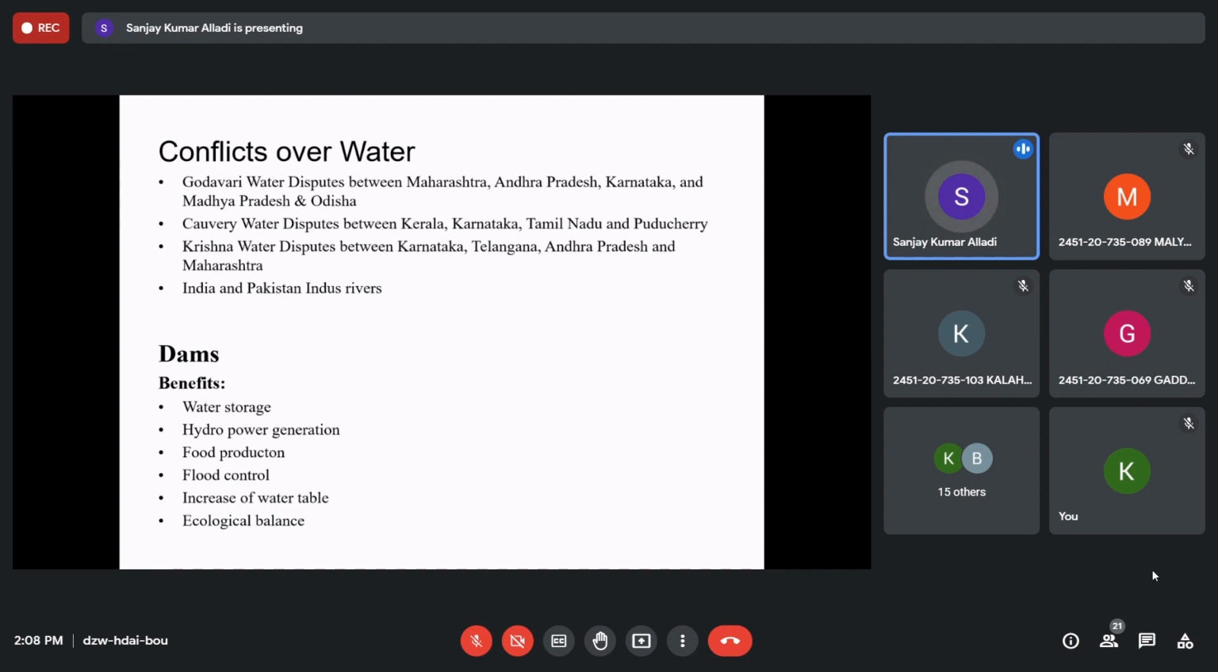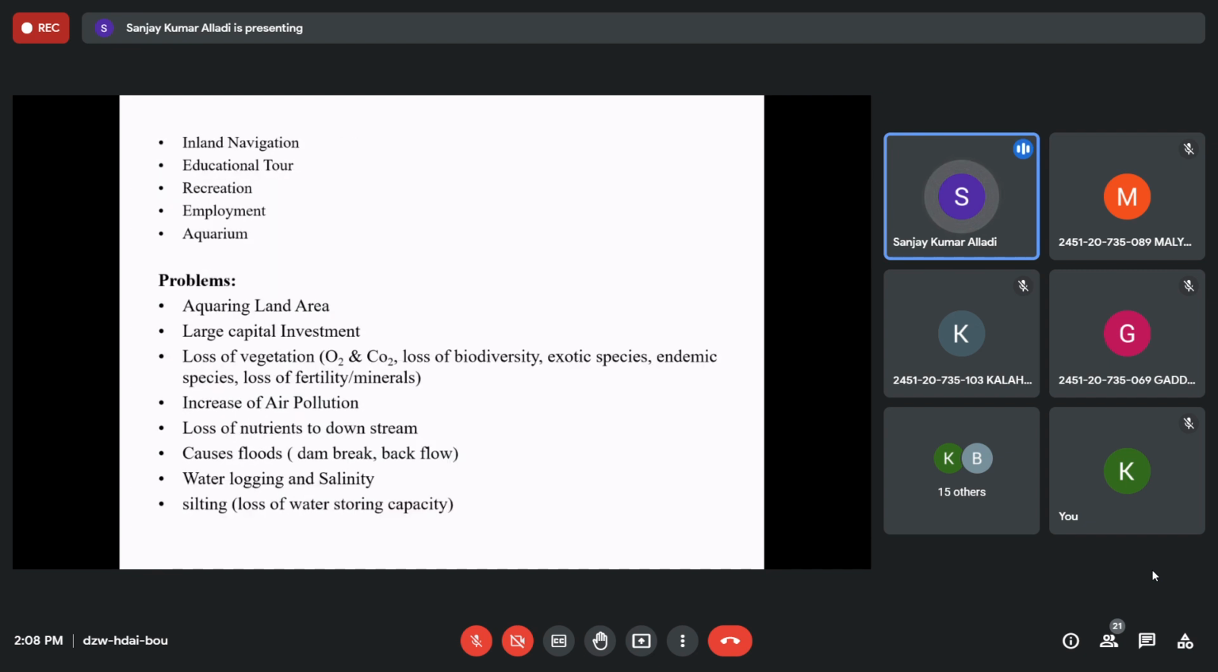Then inland navigation. Then what else have we discussed? Tourism, educational tours, recreation, employment, economy, and even these reservoirs serve as an aquarium for the conservation of aquatic animals which are unable to survive in the natural environment, right? So these are a few of the points.